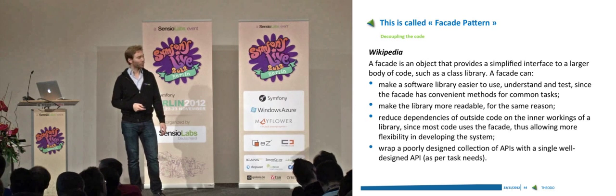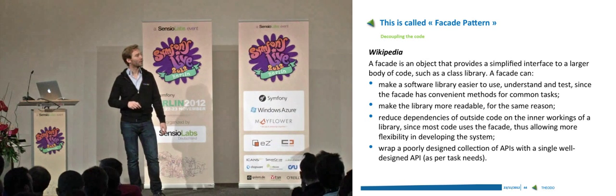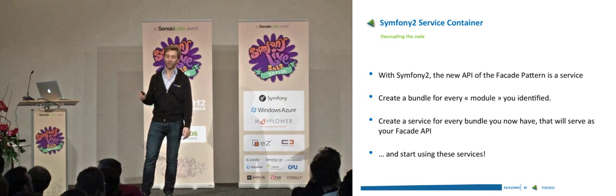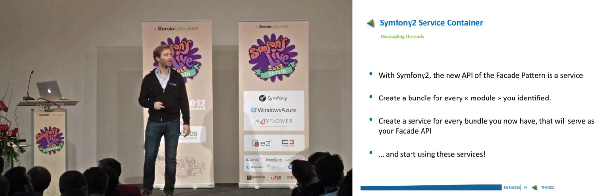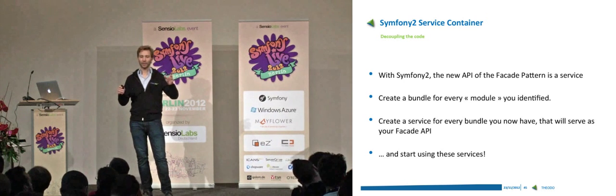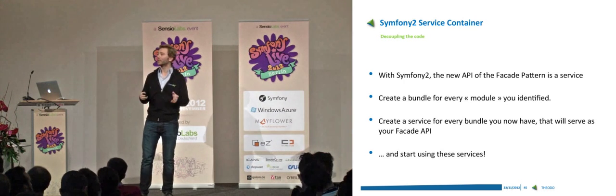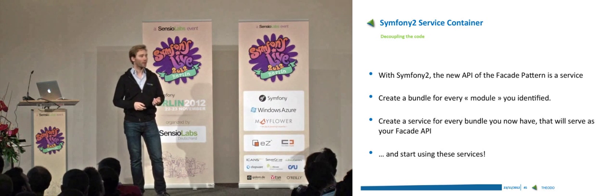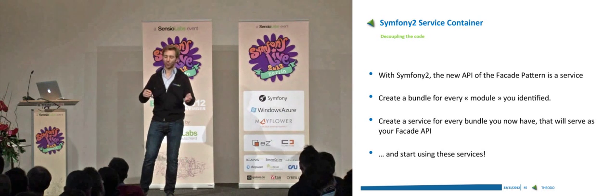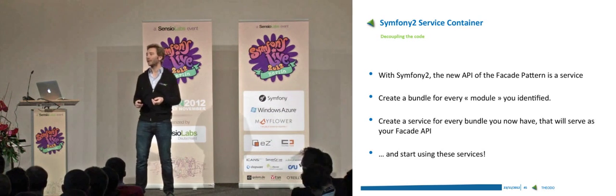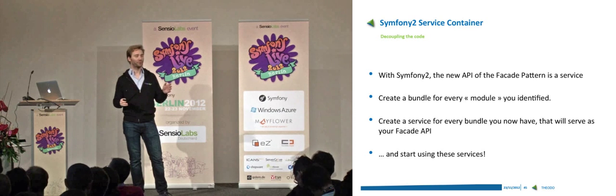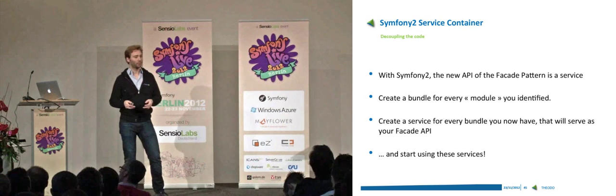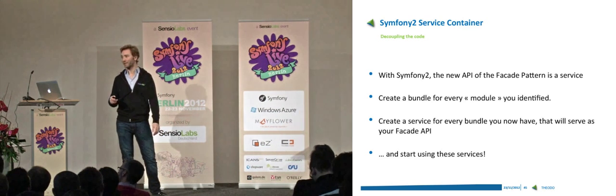So this is the way to go. This is of course a lot of work, and this is not that easy. The interesting thing about Symfony2 is that it actually provides a way to do it really nicely, which is a service container. Because the new API that you want to do in your facade pattern will be a service. So basically, you would create a bundle for every module you identified in the code. And then for every bundle you would create a service that would be used as a gateway to this batch of code, as your facade API.